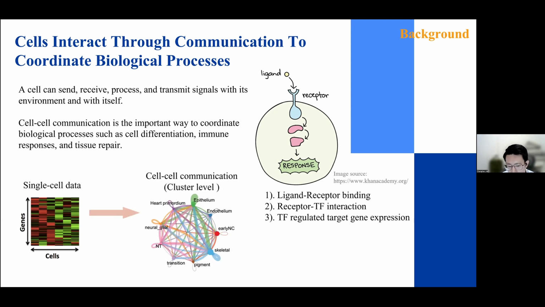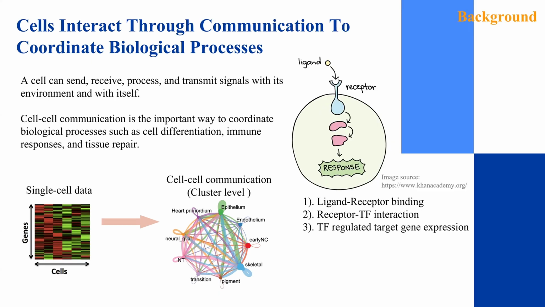This is a picture generated using CellChat. It's also developed in our lab. This shows the communication between clusters. Each dot represents a cell group. Using the single cell data, we can infer the communication between different cell types.